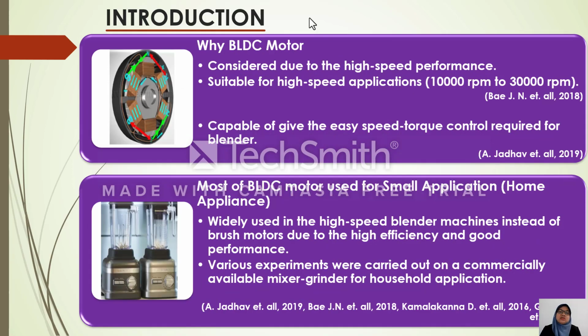Why is the BLDC motor used in this study? Because it is considered due to its high speed performance, suitable for high speed applications of 10,000 rpm to 30,000 rpm, and it is capable of giving the easy speed and torque control required for a blender. Most BLDC motors are used for small applications such as home appliances, and are widely used in high-speed blender machines instead of brush motors due to the high efficiency and good performance. Various experiments were carried out on a commercially available mixer grinder for household application.